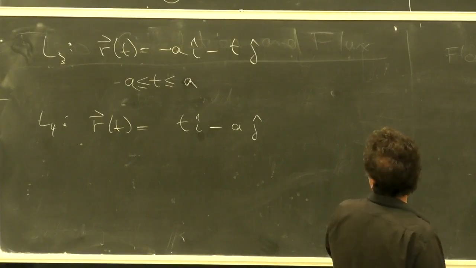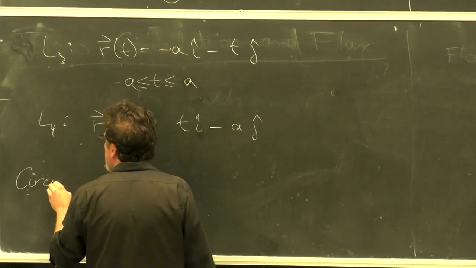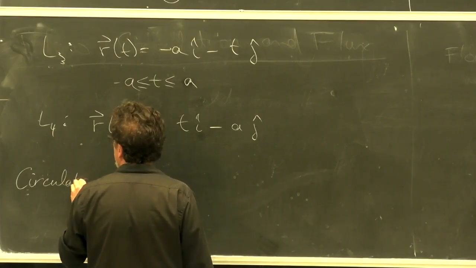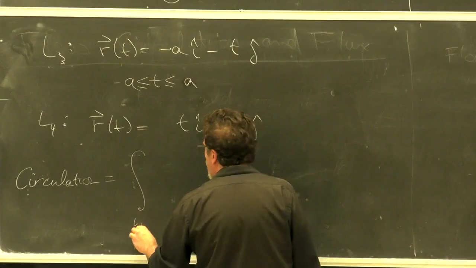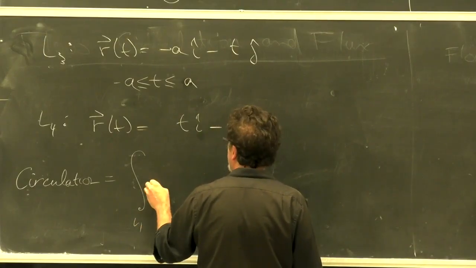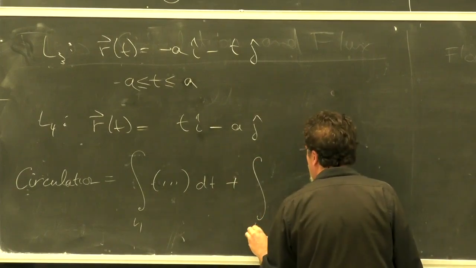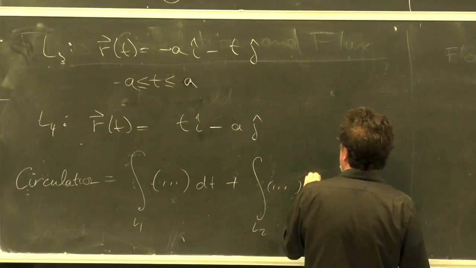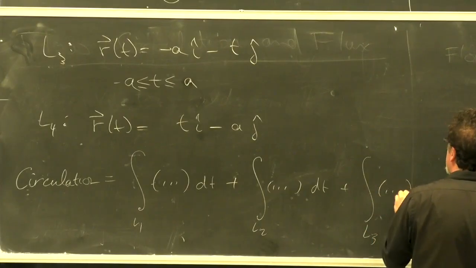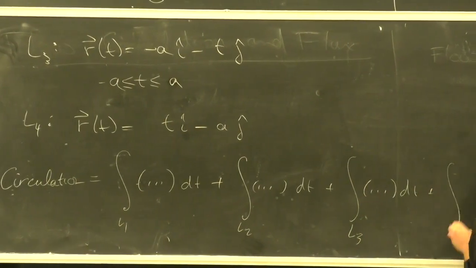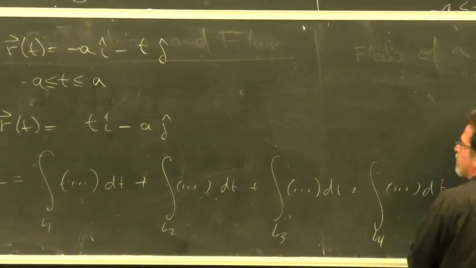Okay. So now this forms a closed curve. So the circulation is equal to the integral over each of these. So line 1, I'm going to write just dot, dot, dot, dt, plus the integral over line 2, dot, dot, dot, dt, plus the integral over line 3, dot, dot, dot, dt, plus the integral over line 4, dot, dot, dot, dt. Okay?